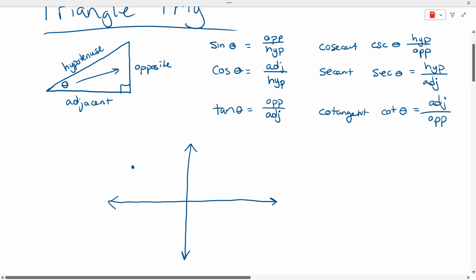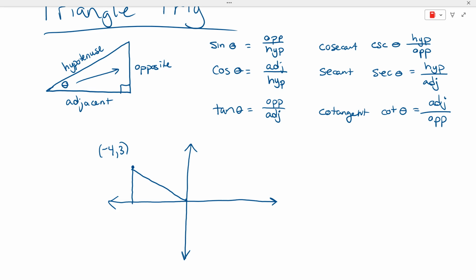So if I have a point out here at like negative 4, positive 3. Negative 4, positive 3. I draw a line from my origin to that point. And then I drop a line to the x-axis. We never draw a line over to the y-axis. It's always dropping it to the x-axis.